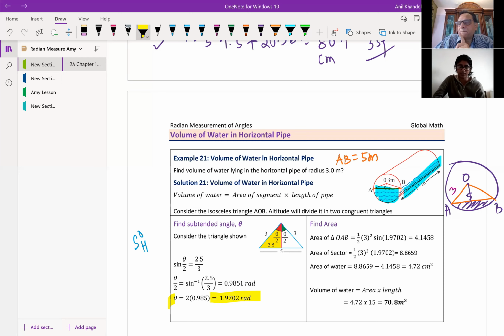Clear. Now, once you know this angle, you can easily find the sector area, right? So we are doing step by step. Area of the triangle is half r square sine theta. We know that formula, right? Area of the sector is half r square theta. So we got that, correct? Subtract the 2, correct? You get your area of the water. Multiply by length to get the volume of the water. Is this clear to you?